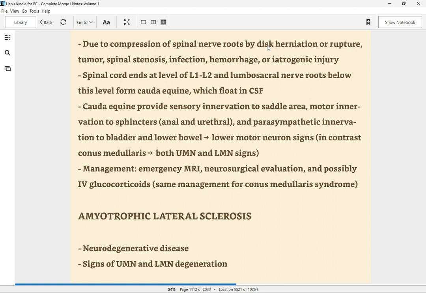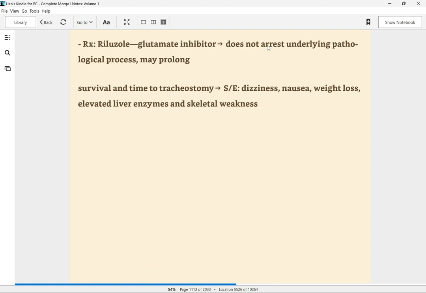and lower bowel. This results in lower motor neuron signs, in contrast to conus medullaris, which results in both UMN and LMN signs. Management: emergency MRI, neurosurgical evaluation, and possibly glucocorticoids, the same management as for conus medullaris syndrome. Amyotrophic lateral sclerosis is a neurodegenerative disease with signs of UMN and LMN degeneration.